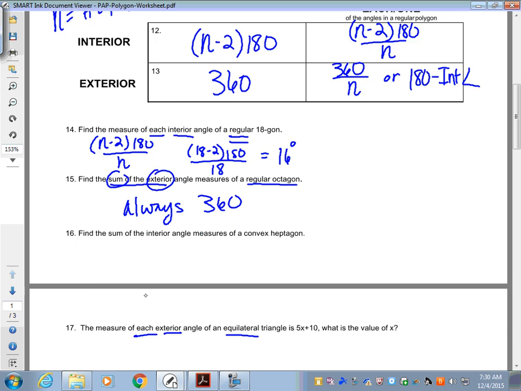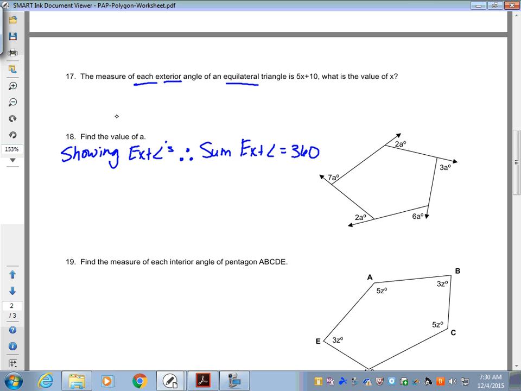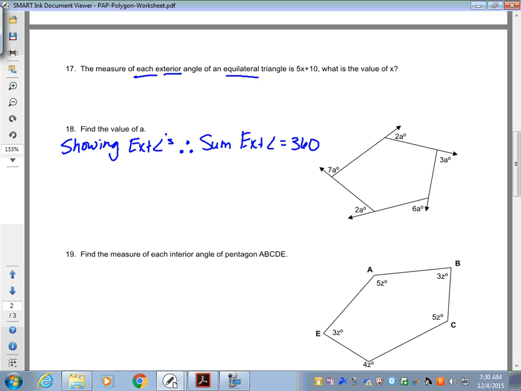Let's go to the back to number 17. On number 17, they're asking for the measure of each exterior angle of an equilateral triangle. So if I'm talking about an equilateral triangle, we know that's 3 sides. If it's each exterior angle, then I take the formula 360 divided by n, the number of sides, which is 360 divided by 3. So each exterior angle is 120.